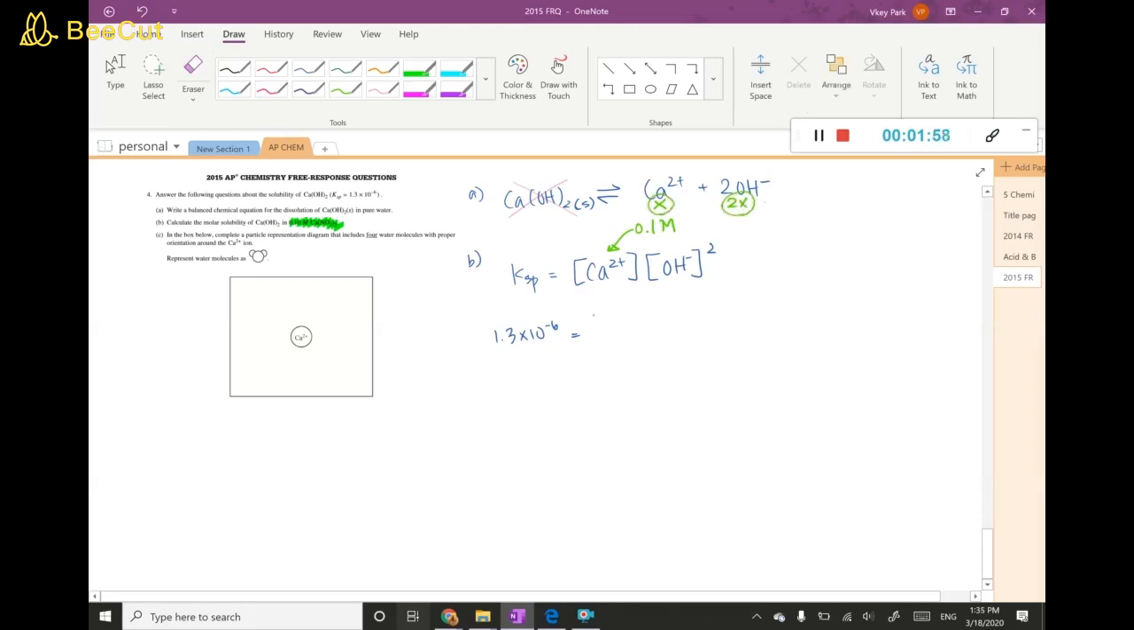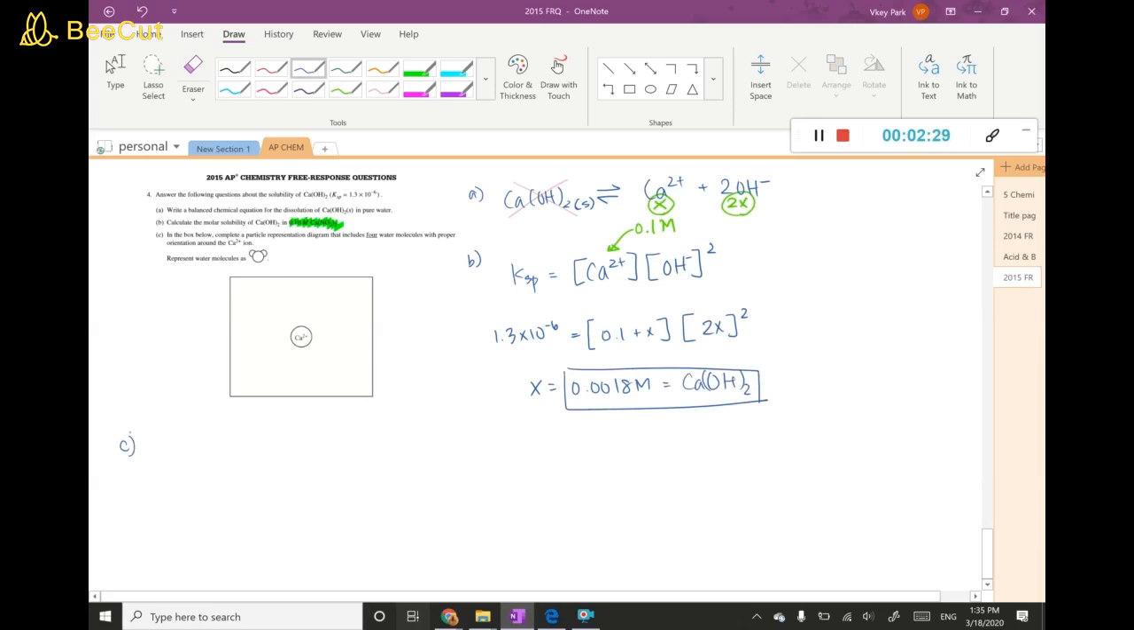So here, I am just going to plug in 0.1 plus x, and then this is going to be 2x squared. So I'm literally just plugging in numbers. And if I do the calculations, x ends up being 0.0018 molarity. And if I want to figure out the molar solubility of calcium hydroxide, this is it. Of calcium hydroxide. That's it. Alright, let's continue to C.